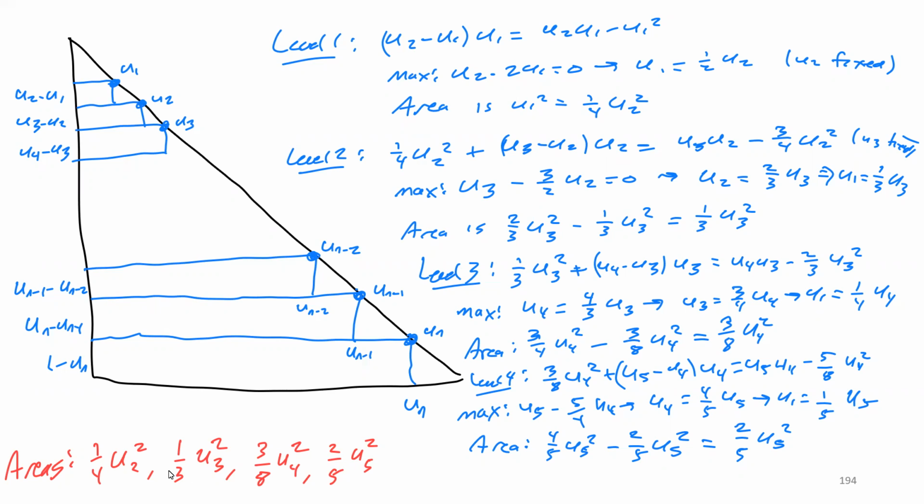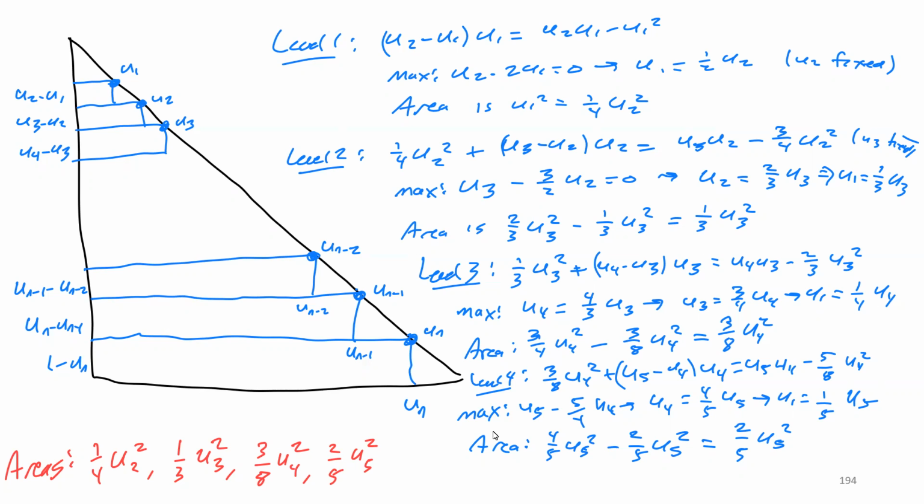So the terms are going 1/4, 1/3. Let's see what the next one is. The next one would be our 1/3 u_3 squared, the area of the first two rectangles, plus (u_4 minus u_3) times u_3. When you expand out, you'll get u_4 u_3 minus 2/3 u_3 squared. We take the derivative, set it equal to 0. u_3 is 3/4 u_4, and lo and behold, u_1 is 1/4 u_4, and the area is going to be 3/4 u_4 squared minus 3/8 u_4 squared, which is 3/8 u_4 squared. So the next term is going to be 3/8 u_4 squared.